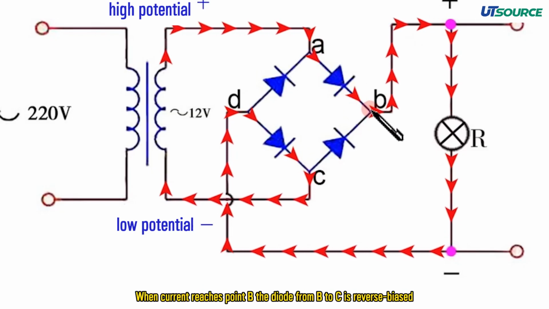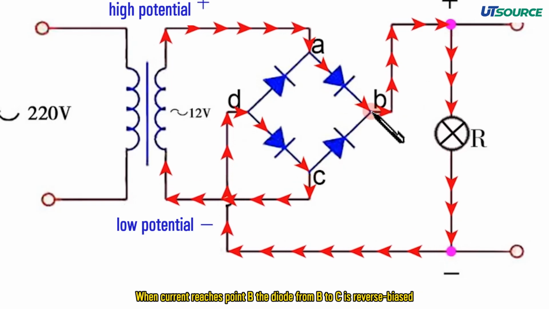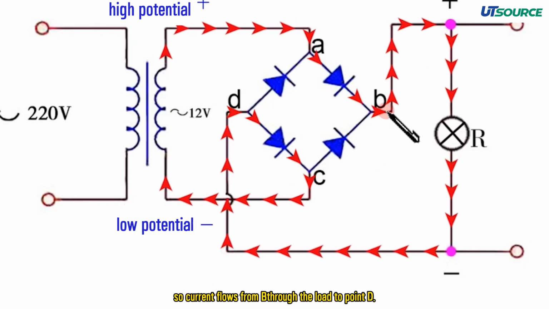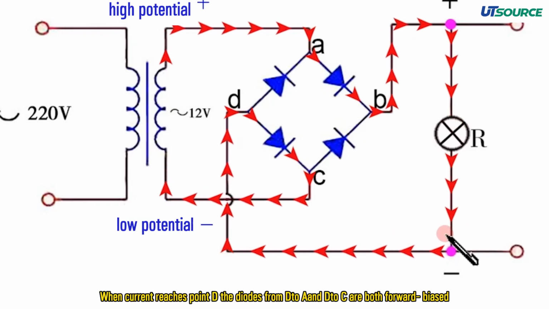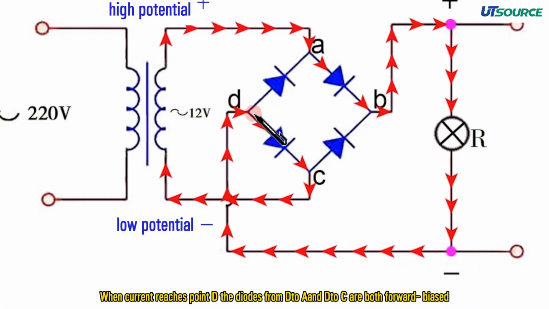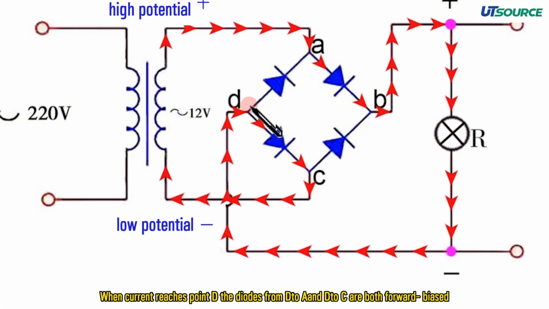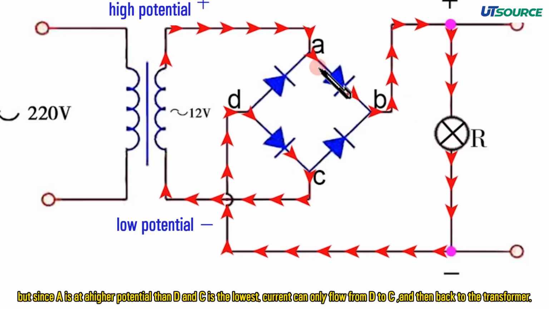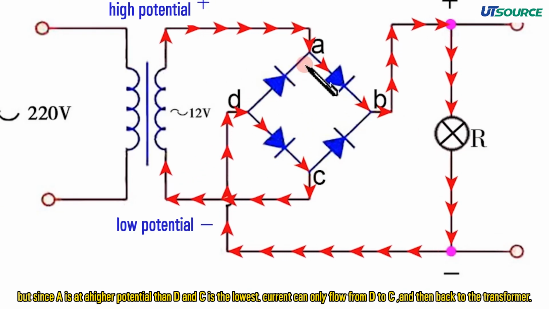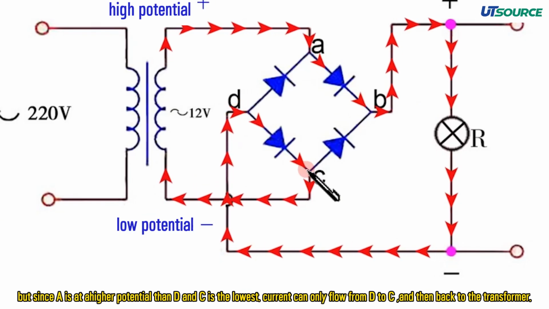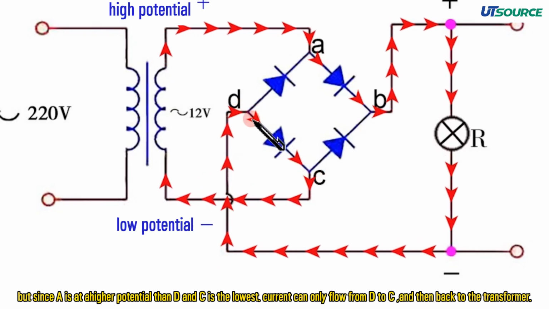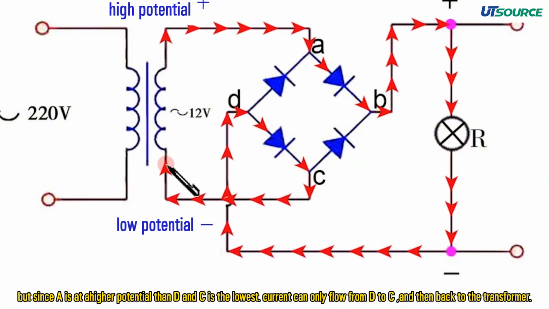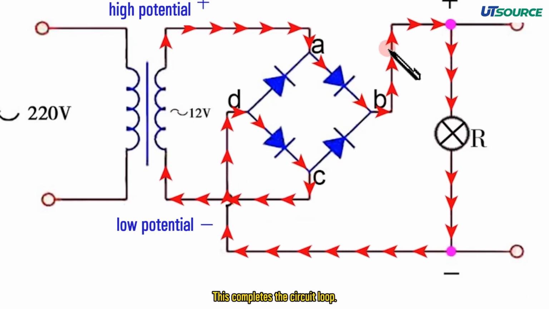When current reaches point B, the diode from B to C is reverse biased. So current flows from the load to point D. When current reaches point D, the diodes from D to A and D to C are both forward biased. But since A is at the highest potential, then D and C is the lowest. Current can only flow from D to C and then back to the transformer. This completes the circuit loop.